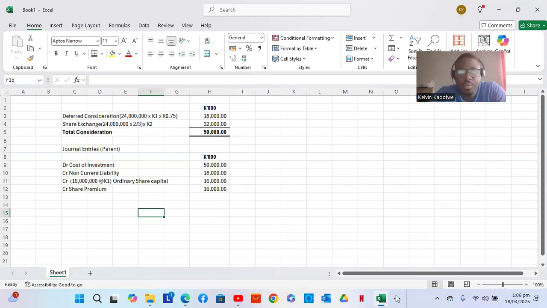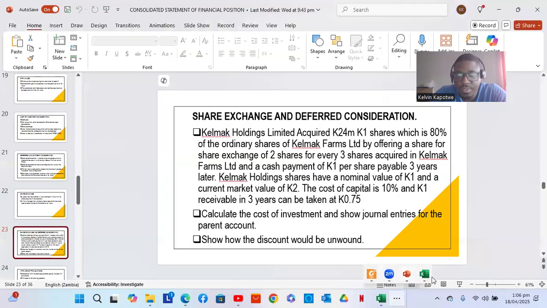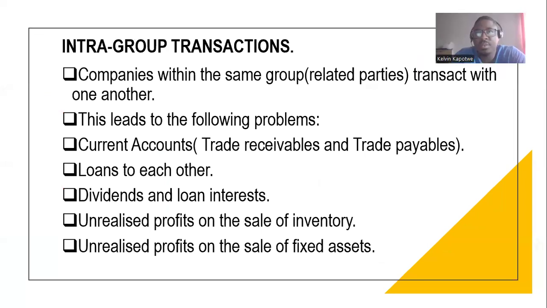All right, with that said, now let's continue with our lecture on consolidation, so that we finish the other aspects that were remaining. Now let's look at another aspect in the preparation of the consolidated statement of financial position, which is intra-group transactions. So what are intra-group transactions?